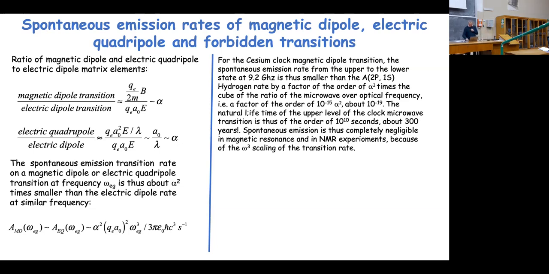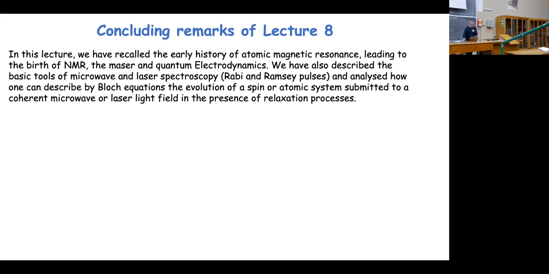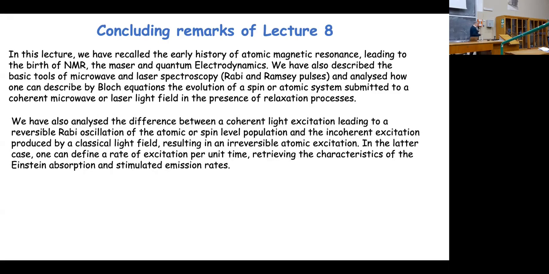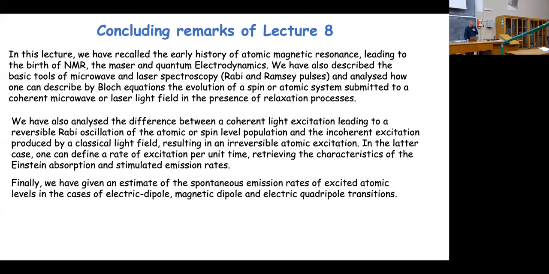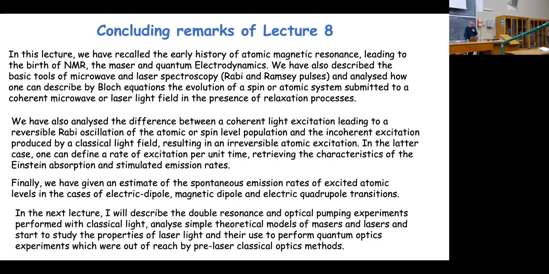Now I just conclude on the last slide. I have recalled the early history of atomic magnetic resonance and discussed the birth of NMR, masers, and quantum electrodynamics. I have also described the basic tools of microwave and laser spectroscopy. I have said a few words about Rabi and Ramsey pulses and analyzed how you can describe, with the Bloch equations, the evolution of a spin or an atomic system submitted to a coherent microwave or laser light in the presence of relaxation processes. I have spent some time describing the difference between a coherent excitation giving rise to a reversible Rabi oscillation and the irreversible process in the case of chaotic classical light. I have given an estimate of the spontaneous emission rates of excited atoms in the case of electric dipole, magnetic dipole, and electric quadrupole transitions.